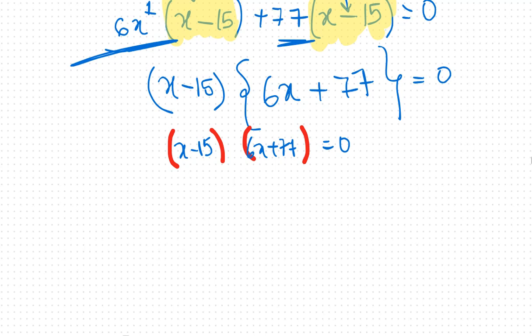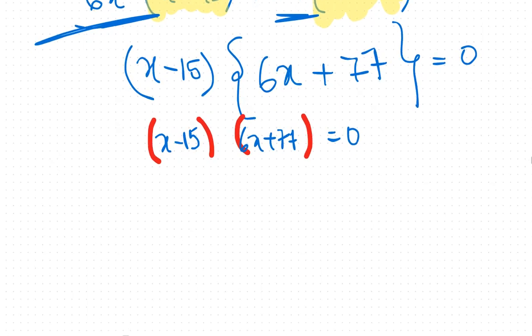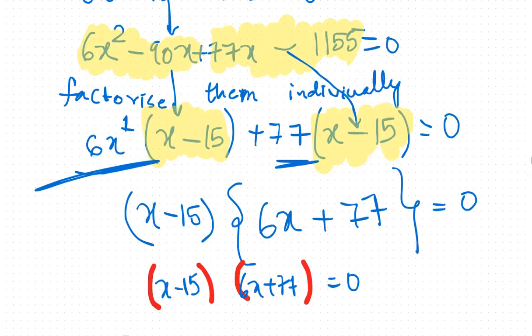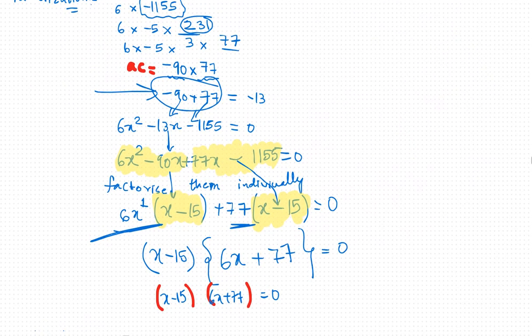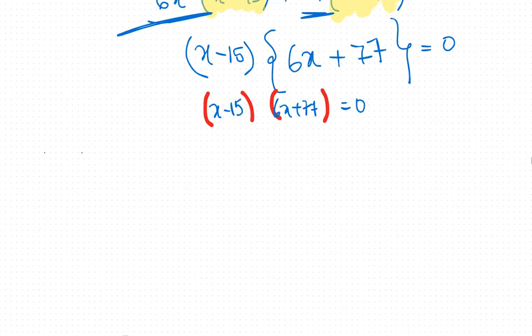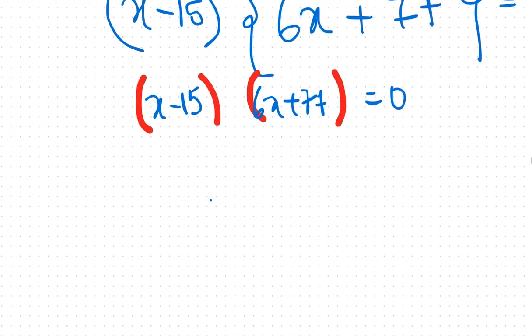No need to distribute again. See, we came from general form to factored form, right? If you distribute again, it's like going back to the same step number 1. So factored form, how do we deal with this? See, something into something. Let's say a times b is 0. Product of two quantities is 0. What does that mean? One of them could be 0, right?